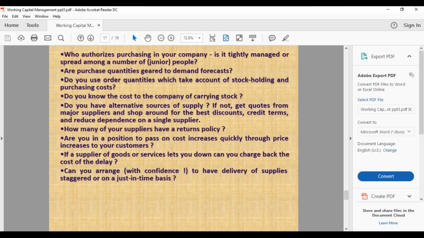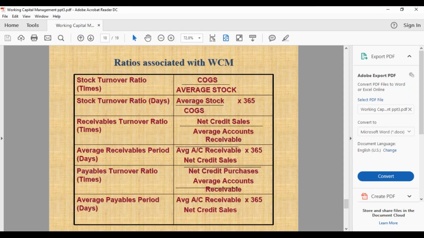Okay, good. Can you arrange to have delivery of supplies staggered or on a just in time basis? You have to make sure that you get the delivery a little bit in advance, or if you get it just right on time and it gets delayed, your business will suffer. So here are some of the ratios that we are going to discuss.